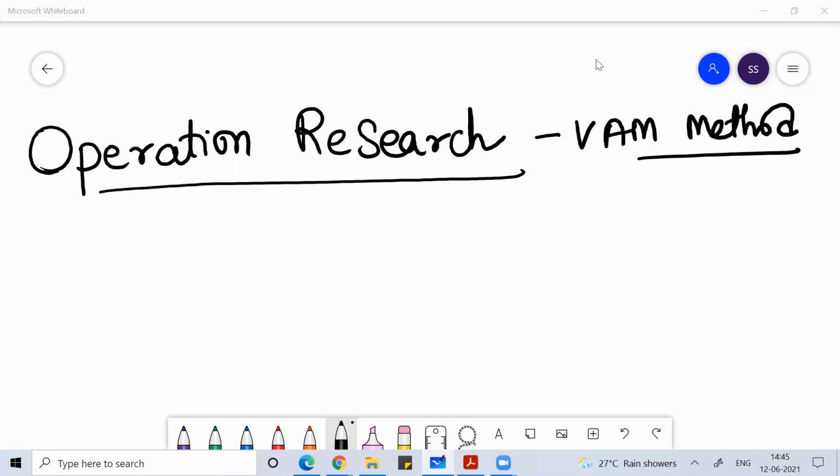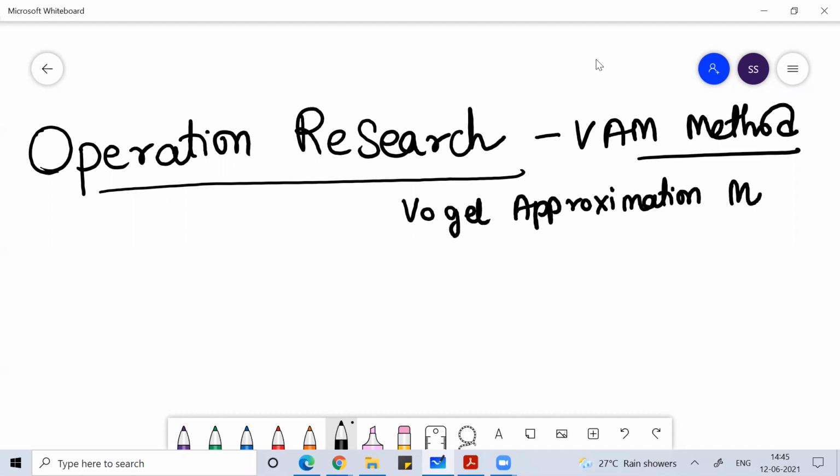Now we will do the third method, which is called the VAM method. The full name of VAM is Vogel approximation method. Out of the three methods we are going to discuss to determine the IBFS, the initial basic feasible solution, the most important is the VAM method, or Vogel approximation method.